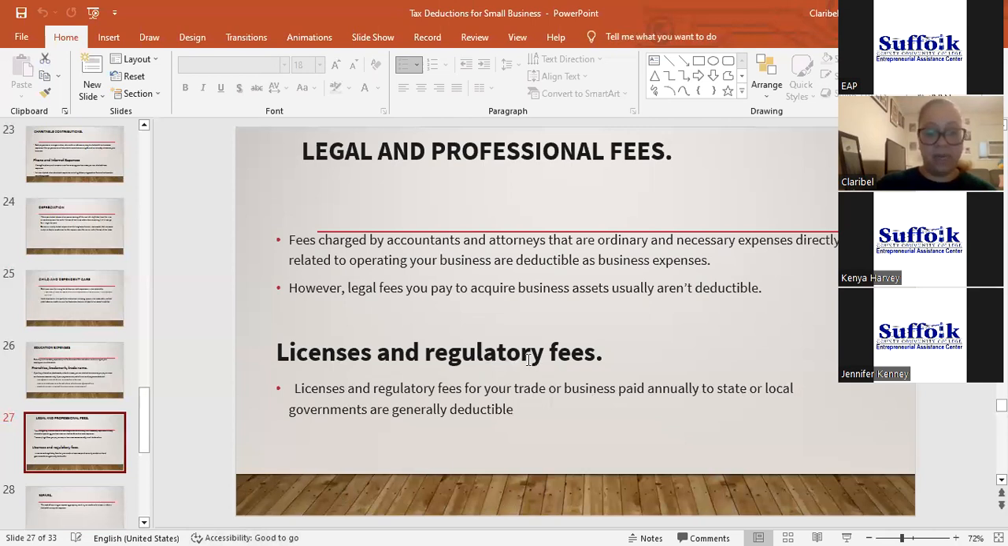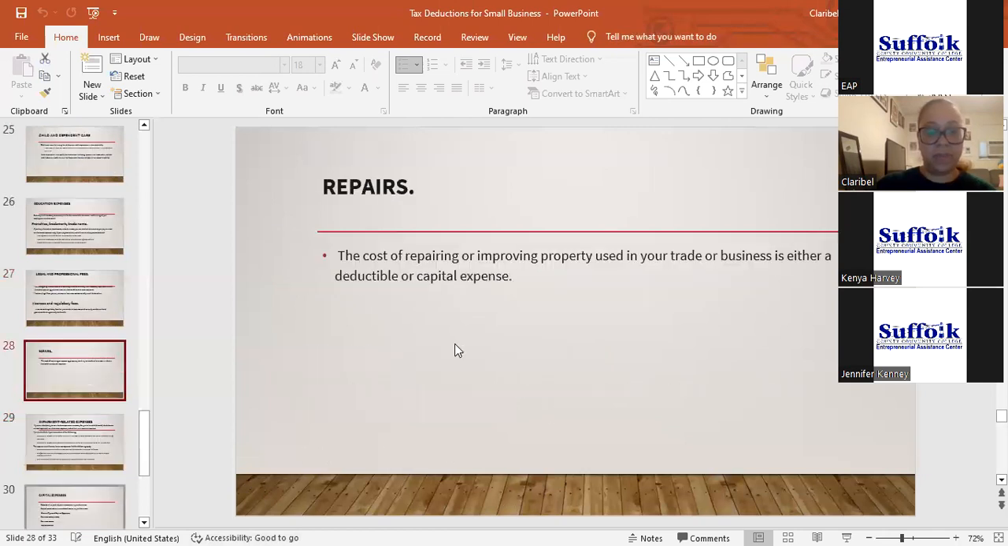So let's say your liquor licenses, if you have a restaurant, food licenses, any licenses that are required, any fees for those are deductible.